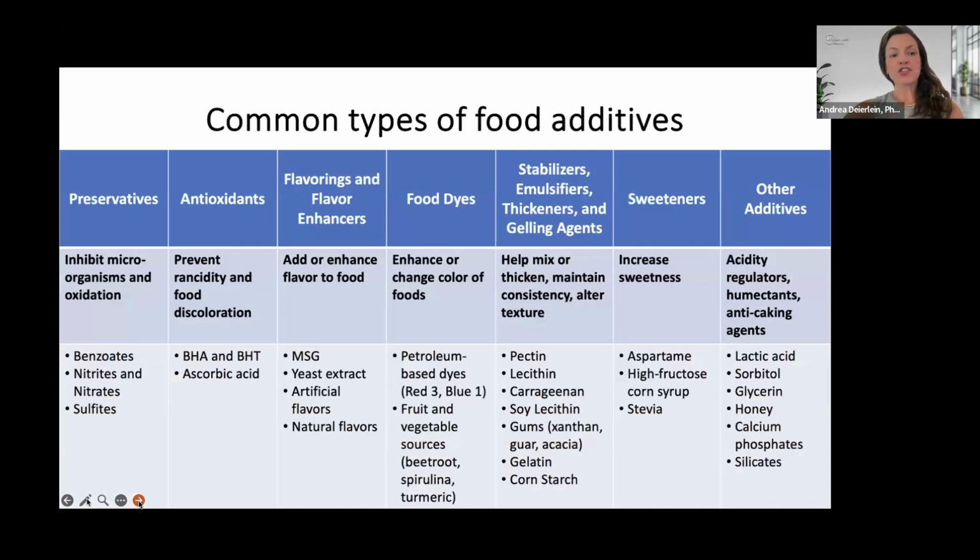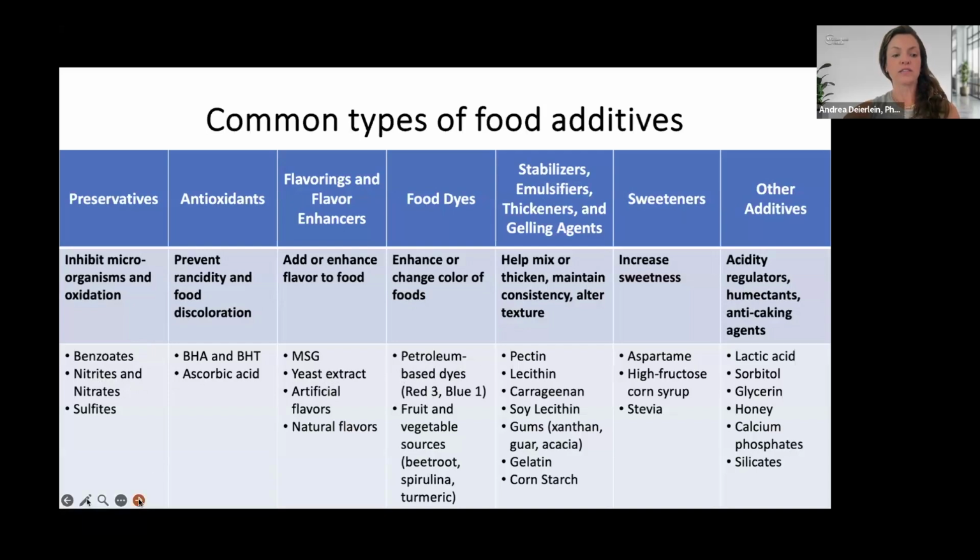So I just made this slide to show, and there are many, many food additives, but going across the top, some of these different properties that food additives might have, like antioxidants, food dyes, stabilizers or emulsifiers, sweeteners, and then maybe some others, like anti-caking agents or acidity regulators. And then just many different types of additives that you might see listed on ingredient labels that are added to foods for these purposes.